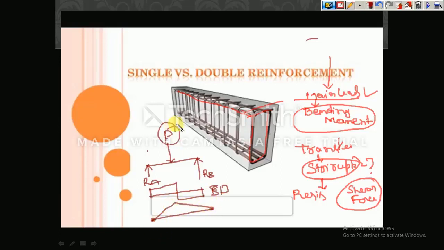When a load is acting upon a beam, it is subjected to two kinds of forces. One is shear force and the other is bending. So the main bars which are provided here are provided to resist the bending moment. Then the transverse steel, which is called stirrups, is provided to resist the shear force.